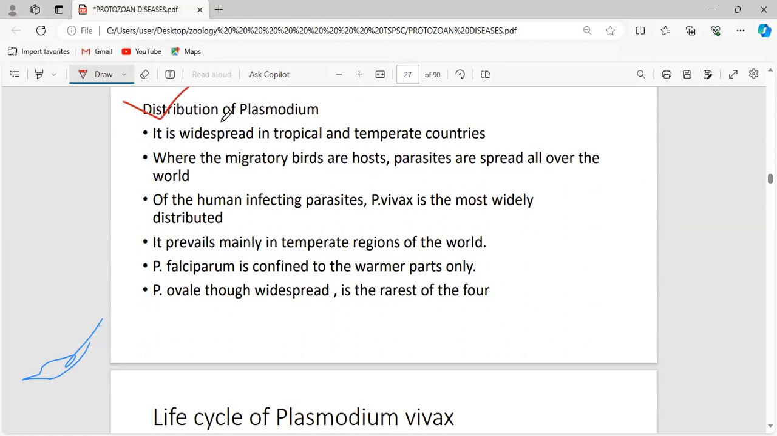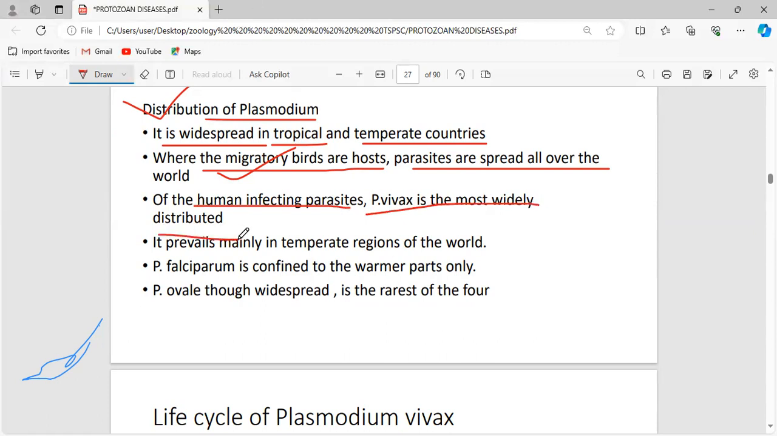Now, distribution of Plasmodium. It is widespread in tropical and temperate countries where the migratory birds or the host parasites are spread all over the world. So it is cosmopolitan in distribution. Of the human infecting parasites, Plasmodium vivax is the most widely distributed. We know that there are four different species, and Plasmodium vivax prevails mainly in the temperate regions. And Plasmodium falciparum is confined only to the warmer parts, so it is absent in our area, the tropical region.